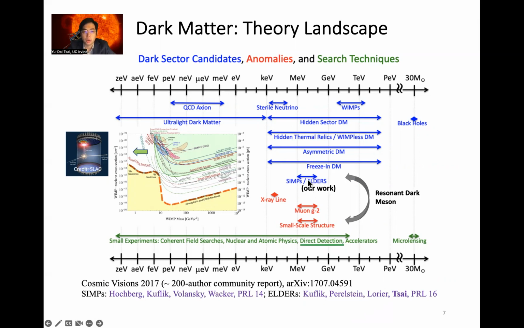And my work, which is featured in this Cosmic Visions 2017, a 200 author community report, is one of the interesting building blocks that help us to explore the low mass dark matter that will push us to develop new experiments, because you need a lower threshold to study these low mass dark matters. There are many other interesting related works that have been published after our work, but our work was featured in this report.